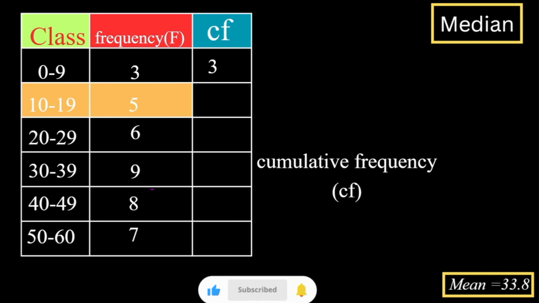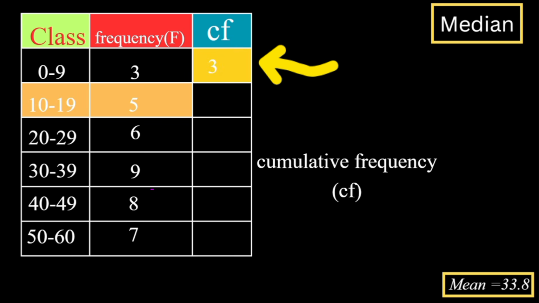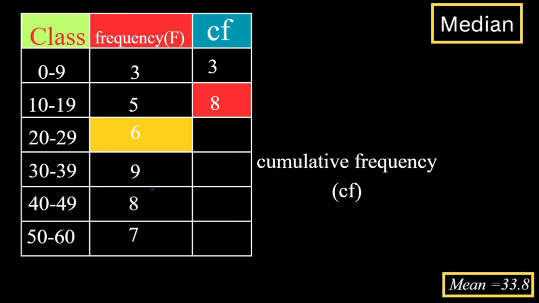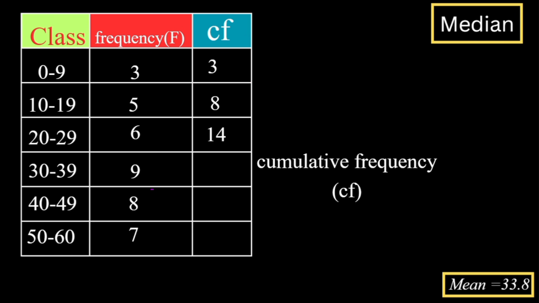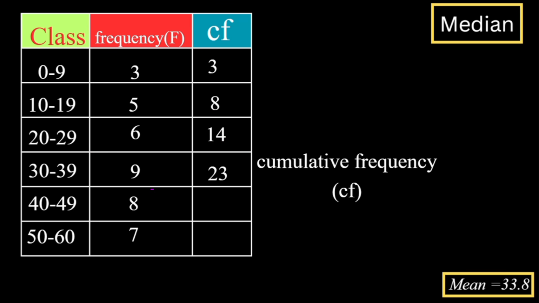But now for the next cumulative frequency, we use this row. It shall be this frequency 5 plus the cumulative frequency of the previous class. And for our case, it is 3. So 5 plus 3, that gives us 8. Next, the frequency is 6. We add this to the previous class cumulative frequency, which is 8, to get a total of 14. Next, it is 9. 9 plus the previous class cumulative frequency, which is 14, gives us a total of 23.